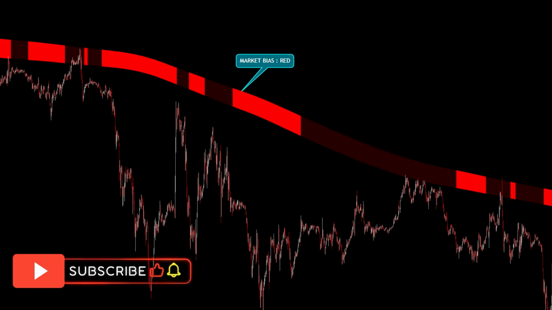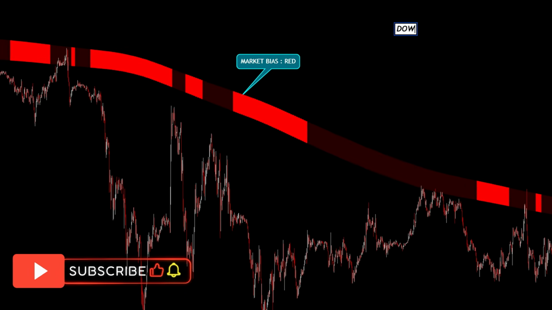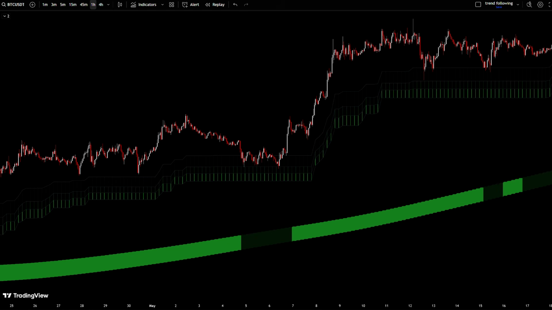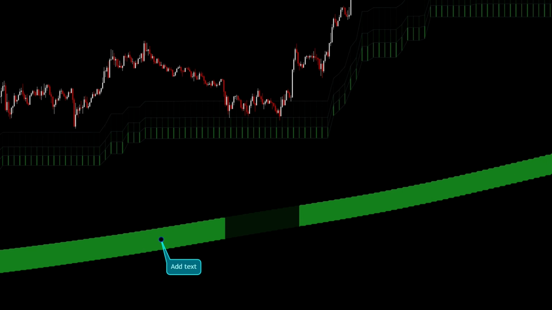Some candles that look like perfect setups now make sense. Others are clearly counter trend. For a buy setup, market bias should be green, FTS green, price above the band.